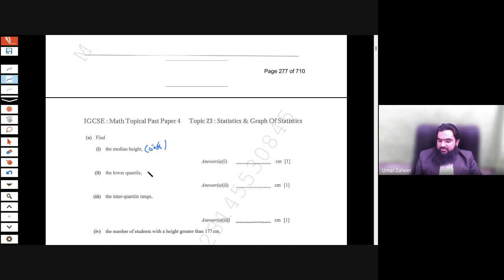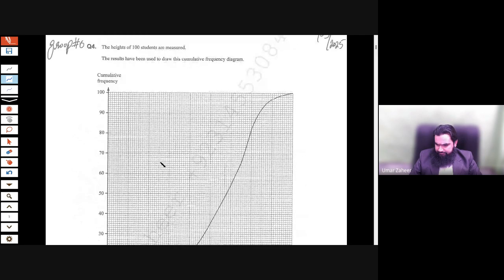Next, he says that you have to find the lower quartile, which means you have to find the 25th percentile. The next one, he says that you have to find the interquartile range. Interquartile range is equal to upper quartile minus lower quartile. So let's see how to find the 50th percentile first of all.